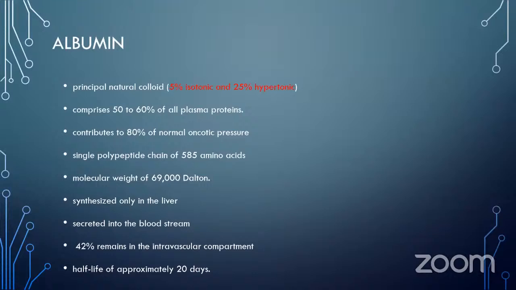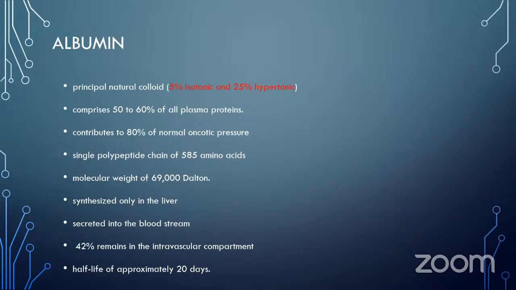So coming to albumin, we all are fascinated about using albumin. Whether to use albumin or not, and in what conditions to use albumin, is the debate of the present day. Albumin is the principal natural colloid, which is available as either 5% or 25%. It comprises 50 to 60% of all plasma proteins and contributes to 80% of the normal oncotic pressure. It has a molecular weight of 69,000 daltons, is synthesized only in the liver and secreted into the bloodstream.